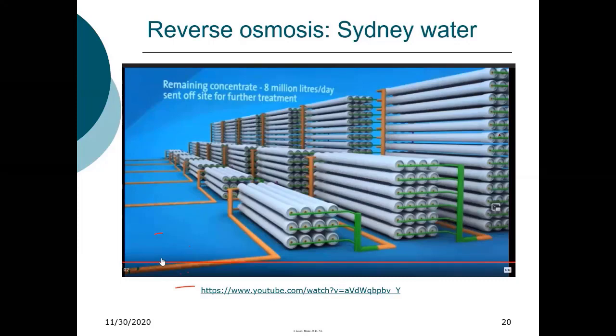Notice here, they've used 3 stages to try and achieve as much product water as they possibly can. And notice the number of units. So they've got 52 in the first with 6 membrane elements in each of these vessels in order to produce the requisite amount of water.